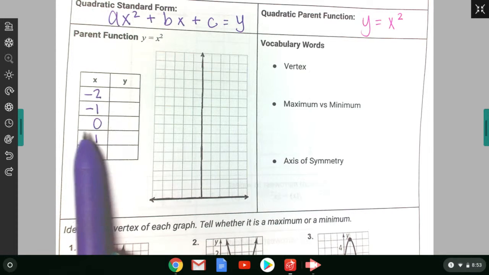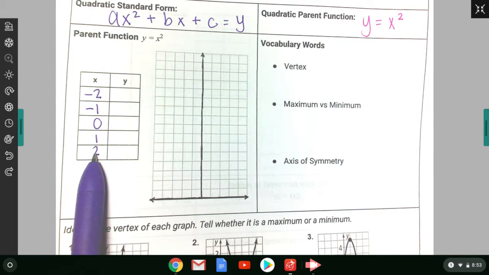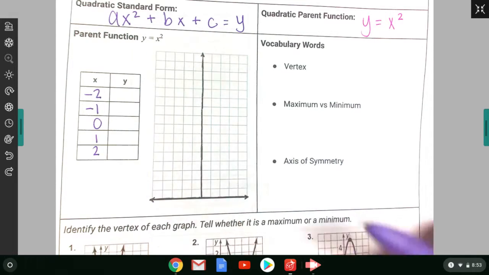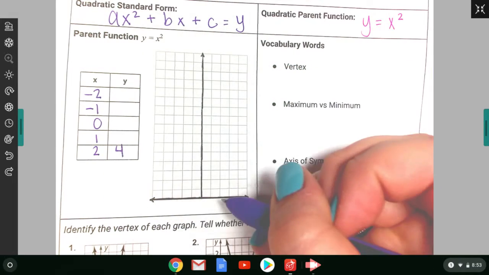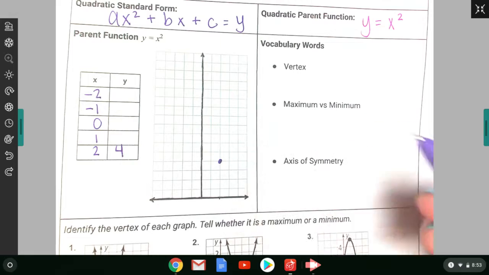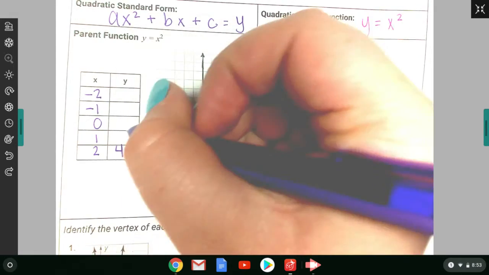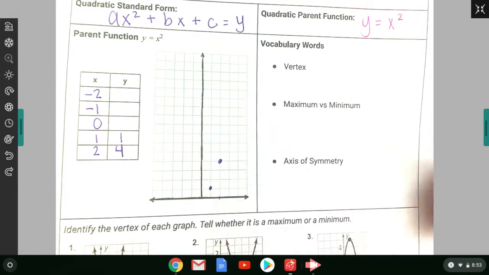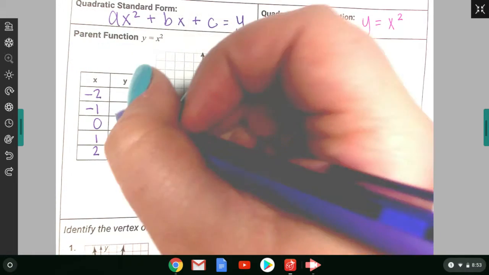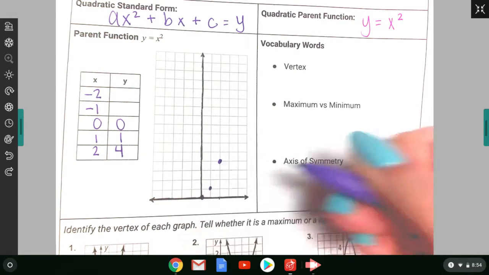Let's start with the positives. Those ones are nice. If I plug in a 2, I've got y equals 2 squared. That's 4. So we're at the point (2, 4). If I plug in 1, I've got 1 squared. That's 1. So that's the point (1, 1). If I plug in 0, I've got 0 squared. That's the point (0, 0).